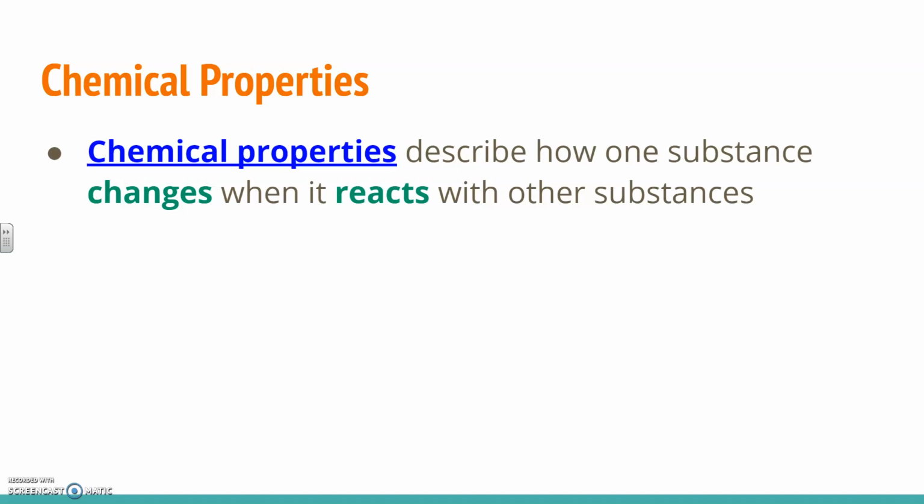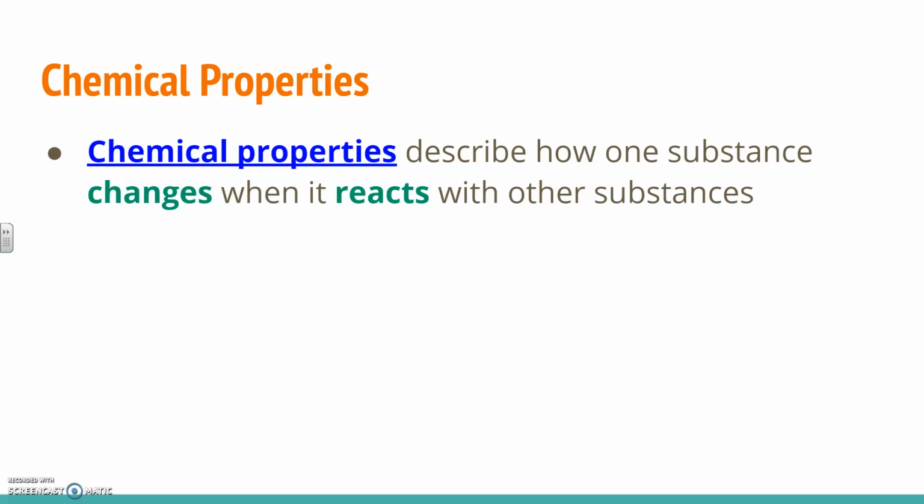So chemical properties, and again, this is just a brief overview. You will discuss this more in 9th grade science, and then if you continue on into chemistry, just specific chemistry, then you will discuss it in greater detail. So for right now, we're just talking vague details. Chemical properties describe how one substance changes when it reacts with other substances.